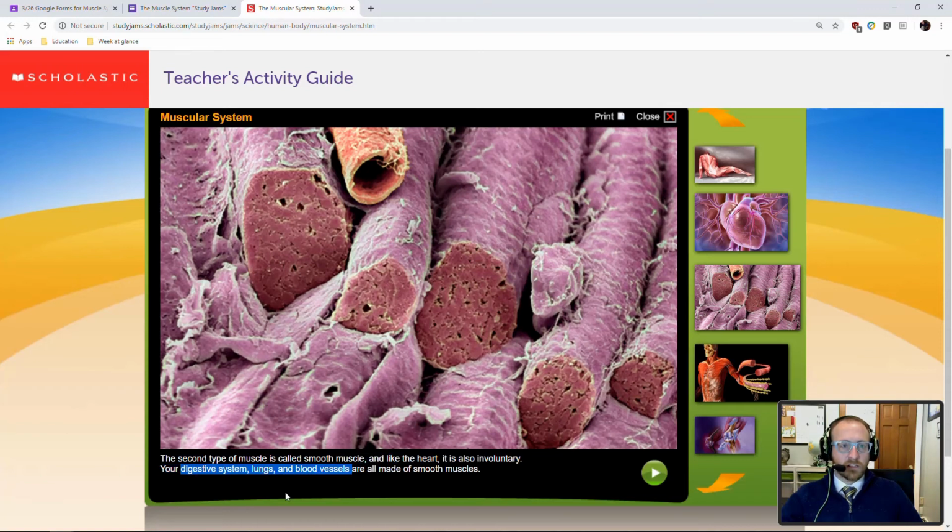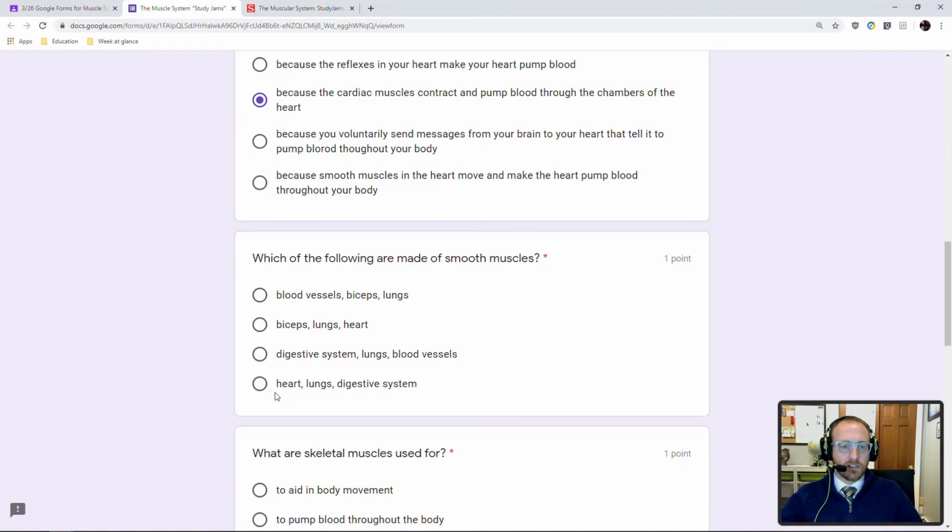Digestive system, lungs, blood vessels. Oh, choice D. Tricky. Not gonna catch me. Not today, choice D. Because I got choice C right here.